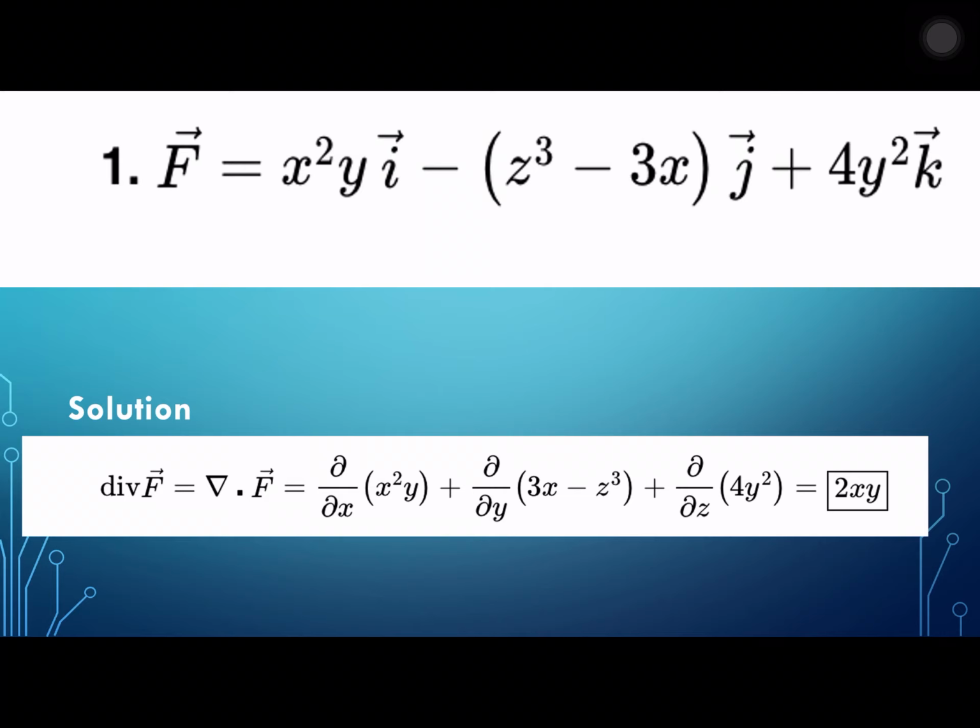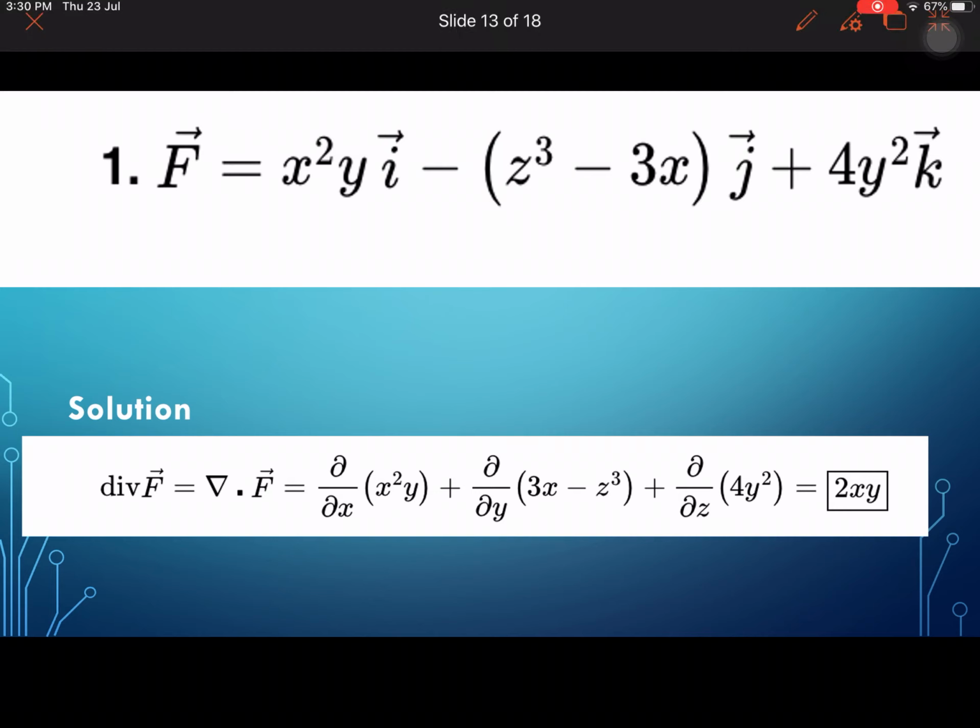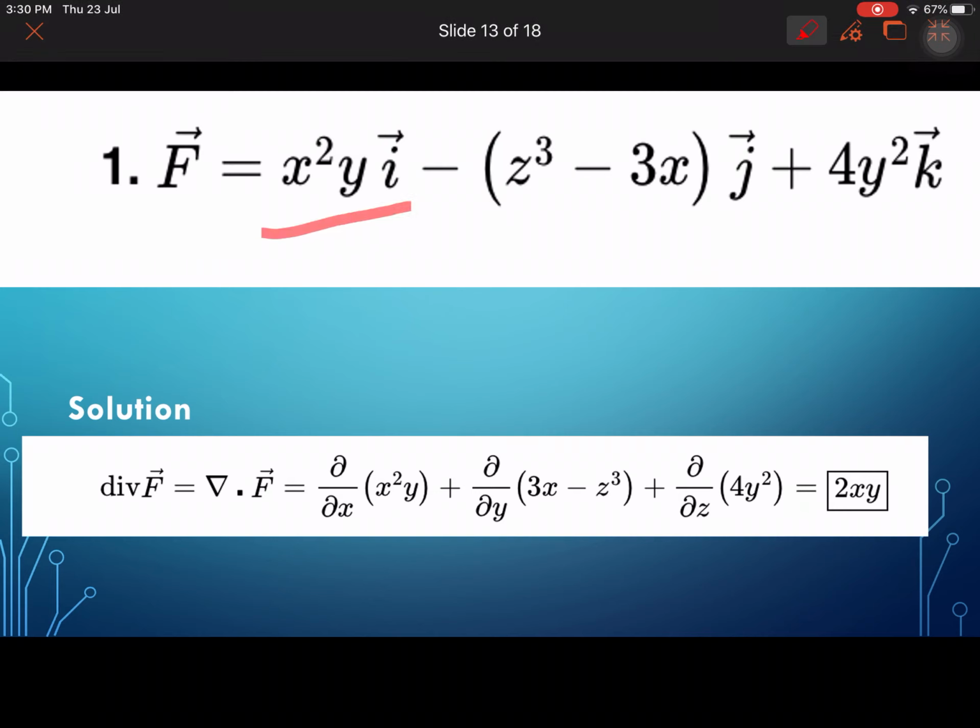F bar is a vector field function equal to x square y into i bar minus z cube minus 3x into j bar plus 4y square into k bar. So the solution is div f bar equal to del dot f bar equal to dou by dou x of x square y, plus dou by dou y of 3x minus z cube.